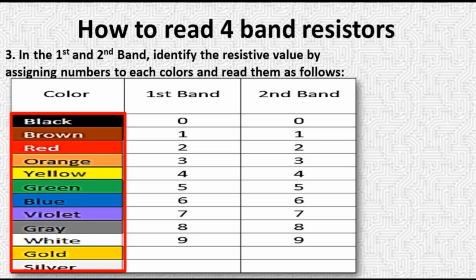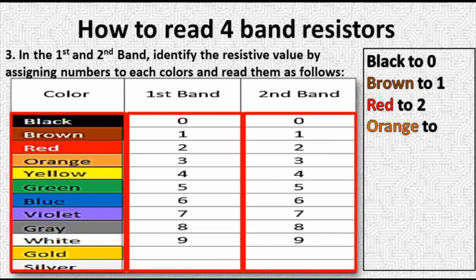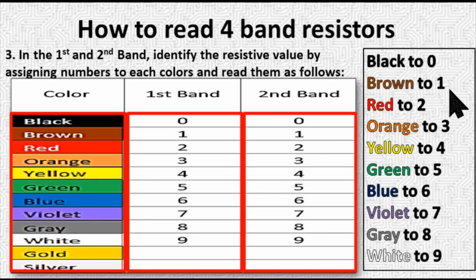So, yung kulay niya, dapat alam natin kung ano equivalence niya sa first band at sa second band. Okay, ito yun. Ito-convert daw natin siya to numerical value. Ulitin ko lang ha. Black to 0, brown to 1, red to 2, orange to 3, yellow to 4, green to 5, blue to 6, violet to 7, gray to 8, and white to 9.